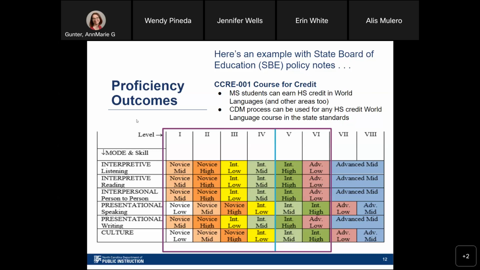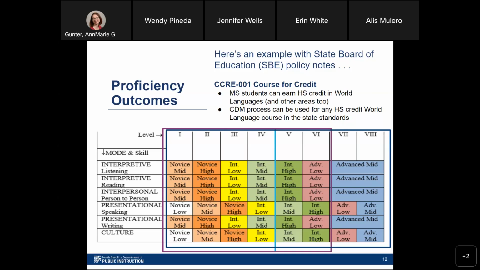Also keep in mind, because I do get this question often from coordinators, novice coordinators as well as veteran ones, that any course described in our state standards, any high school credit course, can be used for the CDM process. So you may have other kinds of guidelines locally, and you're certainly welcome to do that. But from the state standpoint, you can offer CDM to any course in the state standards.